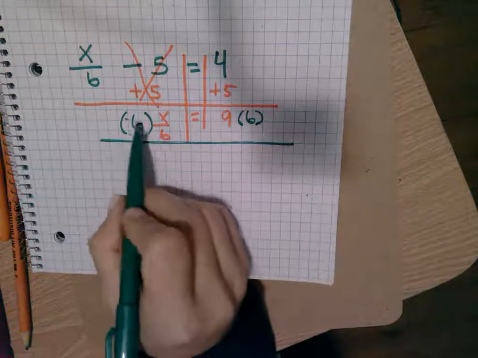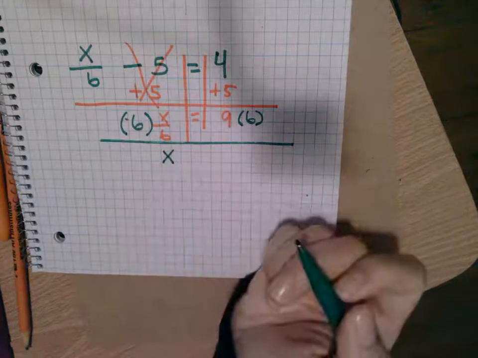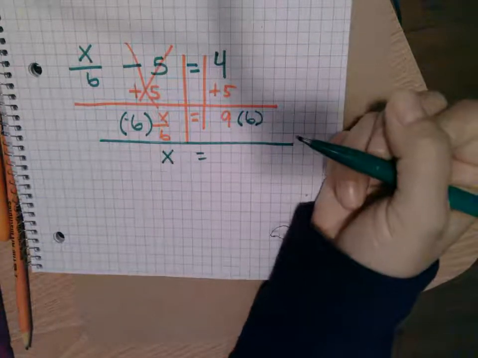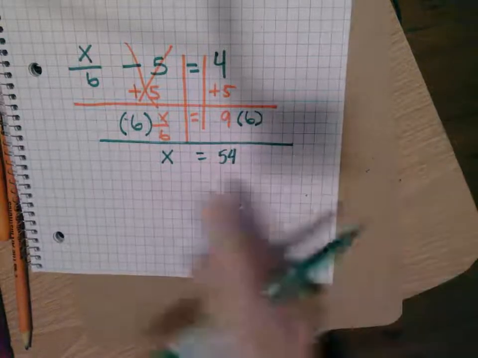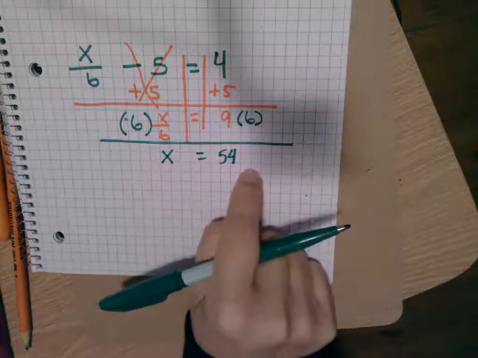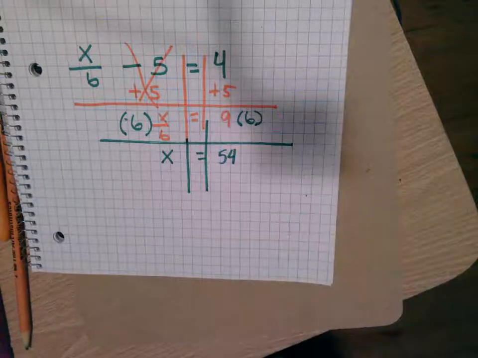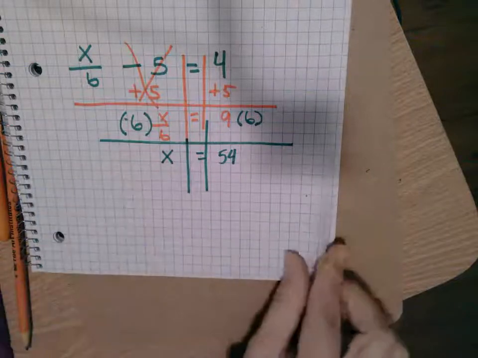What happens here is you're left with 1, okay? And all you do is you write down the x equals, and then what's 9 times 6? 54, and you're done. X is by itself, and all the numbers are on the other side. And we're done, okay? So let's try one more that looks like this.